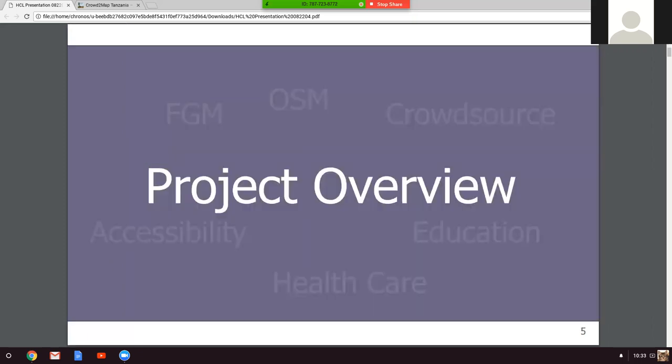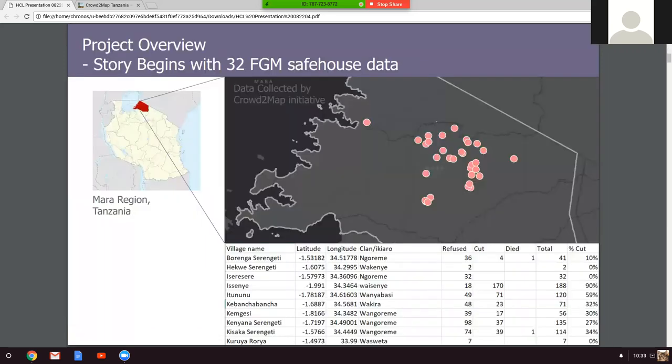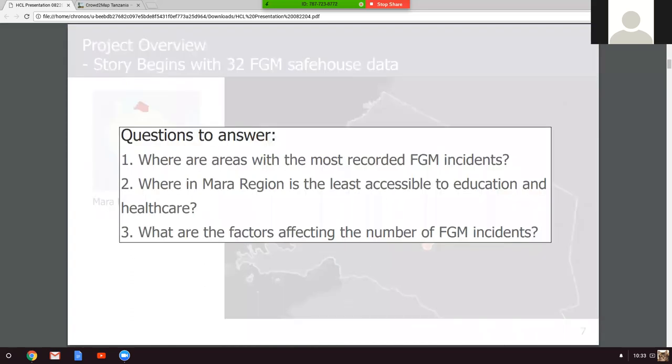Let me give you a project overview. Crowd2Map volunteers collected FGM incidents from 32 villages in Mara region, Tanzania. As shown on the map, they are concentrated in the central region. The data they collected are, for each village, how many people refused FGM, how many were cut, and how many died. With the data, Crowd2Map wants to use data analysis methods to answer some questions.